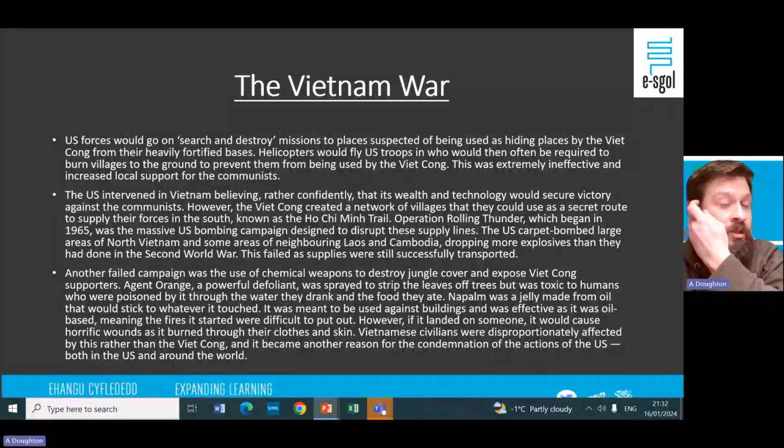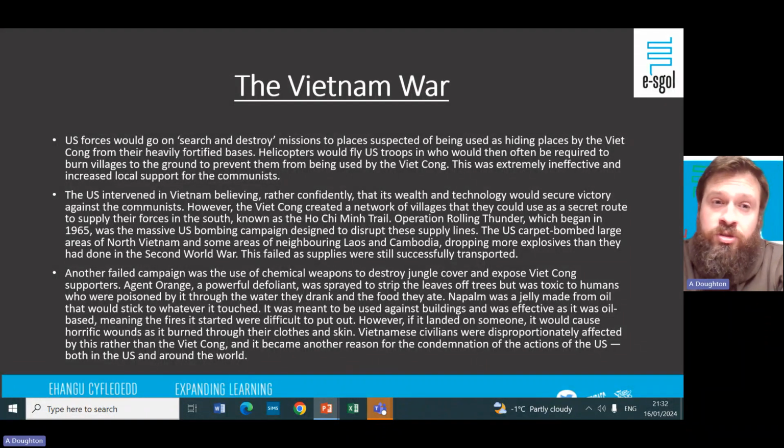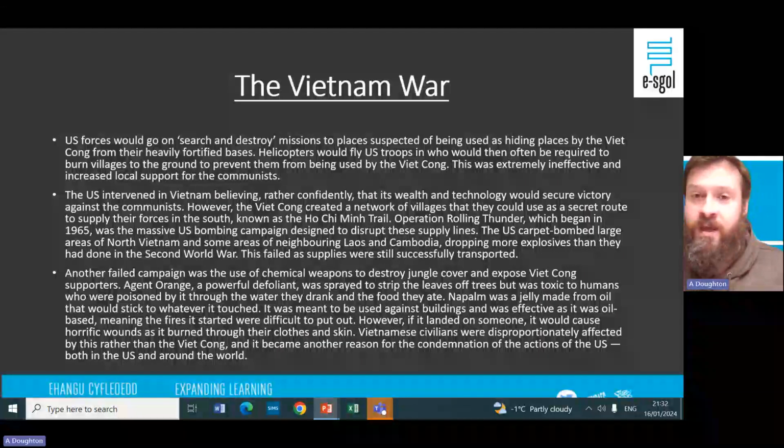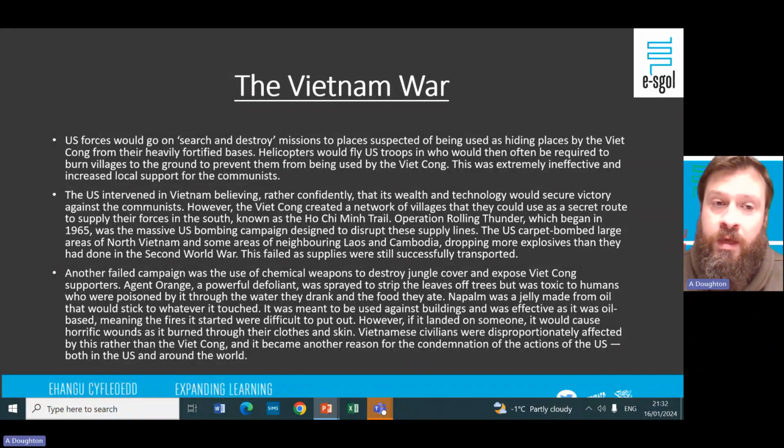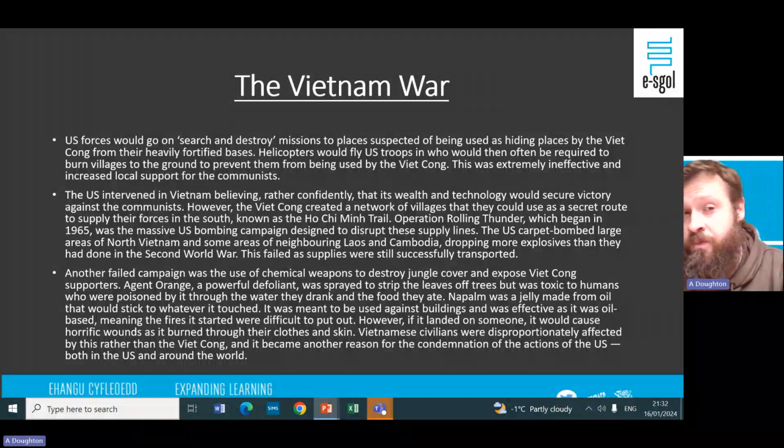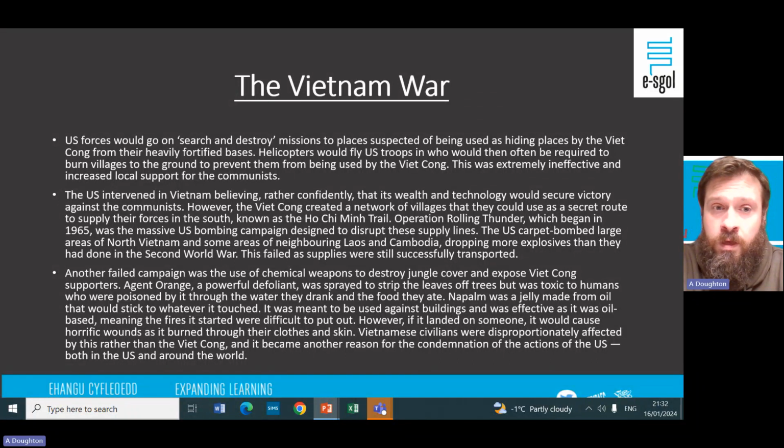So these are some of the strategies used by America. They'd go on search and destroy missions to places suspected of being used as hiding places by the Viet Cong. Helicopters would fly US troops in, who would then often be required to burn villages to the ground to make sure they couldn't be used by the Viet Cong. Now, obviously, it's not only ineffective because they don't know if they've taken out any Viet Cong, it also meant that local people hated the Americans and actually started supporting the communists even more.